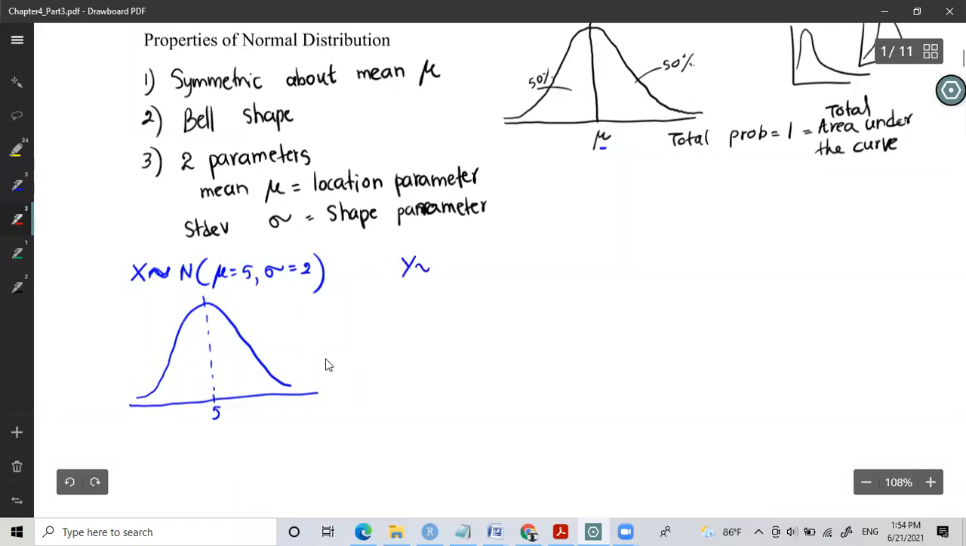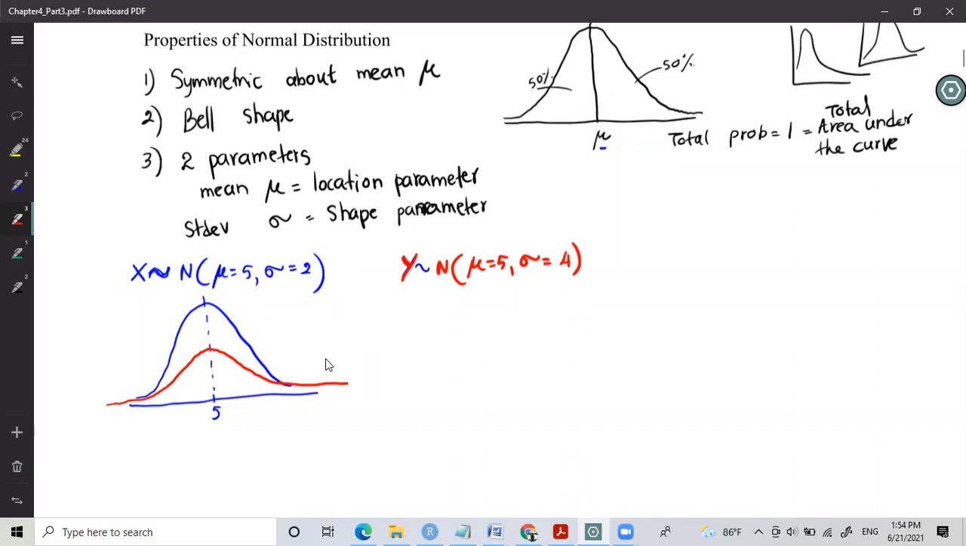Now, suppose your Y variable is another normal distribution, same mean, but now the variance is, let's say, 4. What does that mean? The standard deviation is now larger than the previous one. Still, it is symmetric about the mean 5. So the location is the same, but now it has a larger variance. Now your bell will be very fat. So it will look like this. Still symmetric about 5, but your bell will be like this.